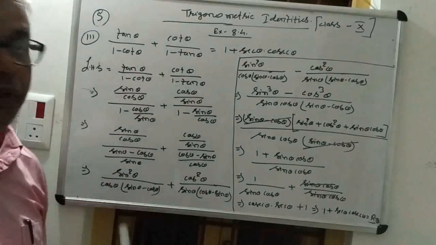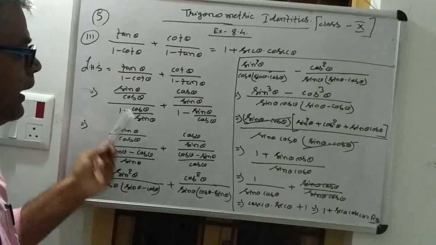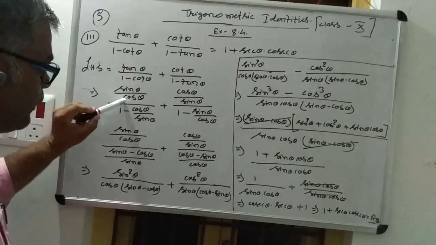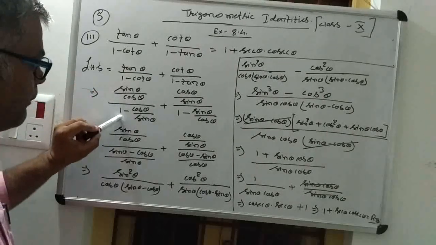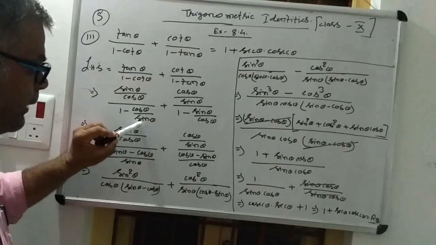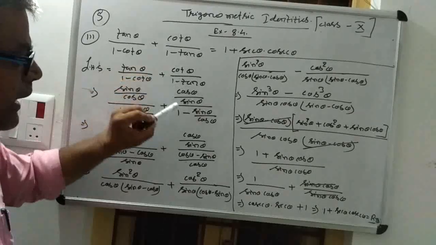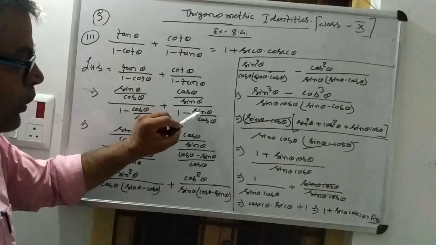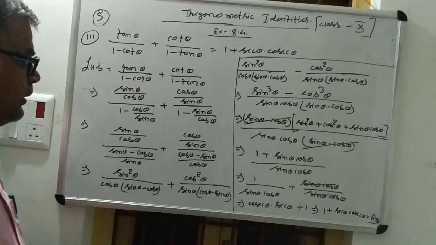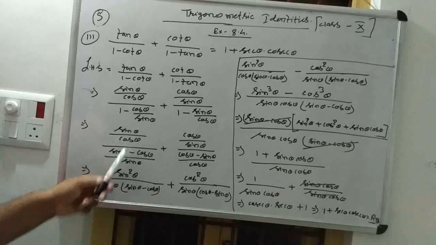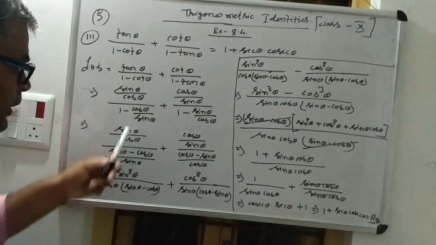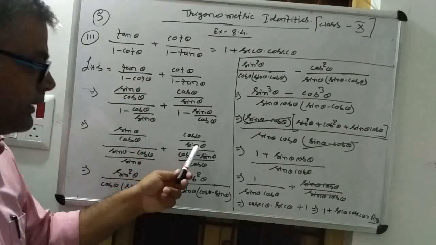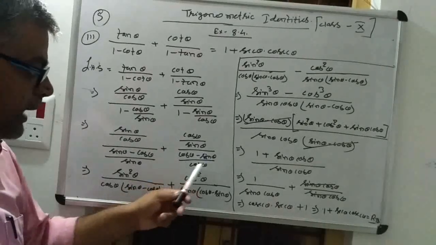Now first of all, we change all the trigonometric ratios in terms of sin theta and cos theta. So tan theta can be written as sin theta by cos theta, 1 minus cot theta can be written as cos theta by sin theta, plus cot theta can be written as cos theta by sin theta, by 1 minus tan theta equals sin theta by cos theta. Now solving it, sin theta by cos theta and sin theta becomes its LCM. So it will become sin theta minus cos theta by sin theta plus cos theta by sin theta and cos theta minus sin theta by cos theta.